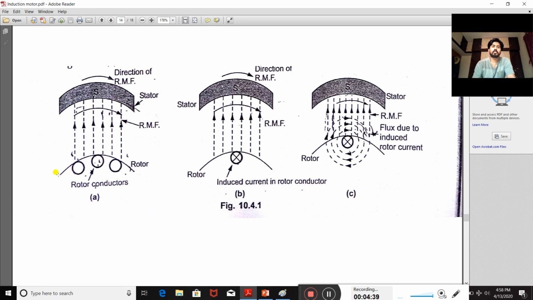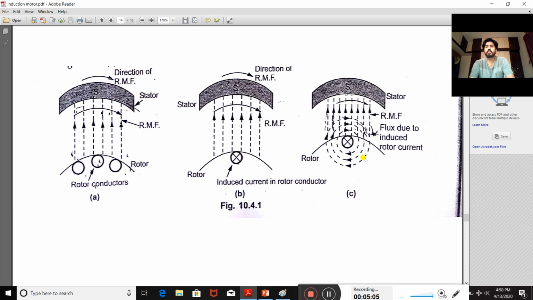Now here the rotor core is there, and these are the rotor slots. In these rotor slots they have placed rotor conductors. As EMF gets induced in the rotor windings, current also starts circulating. That crossed mark is nothing but the current circulating. When current is circulating in the rotor winding, that rotor winding itself produces another flux, and that other flux direction is shown in this way.